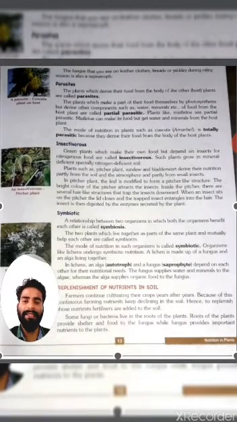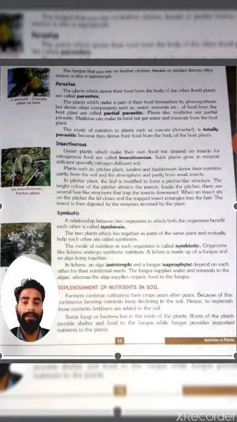Symbiotic means a relationship between two organisms in which both organisms benefit each other, which is called symbiosis. The two organisms which live together as part of the same body and mutually help each other are called symbionts. The mode of nutrition in such organisms is called symbiotic.